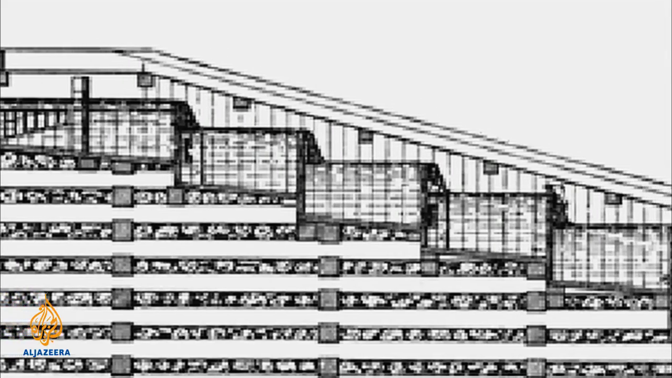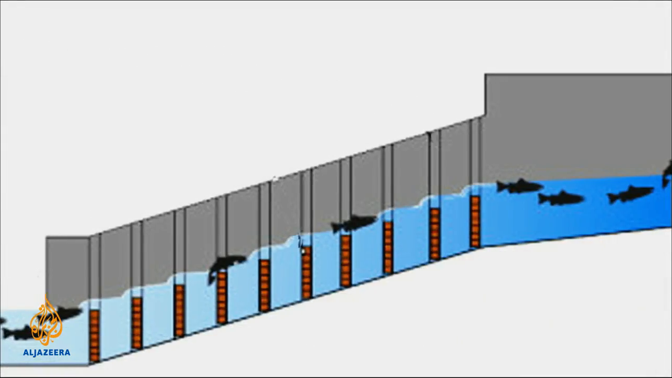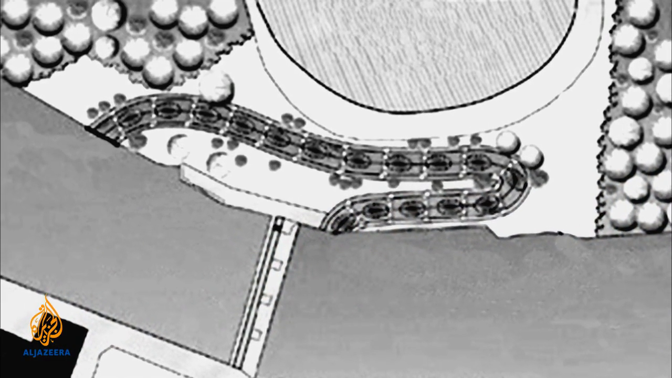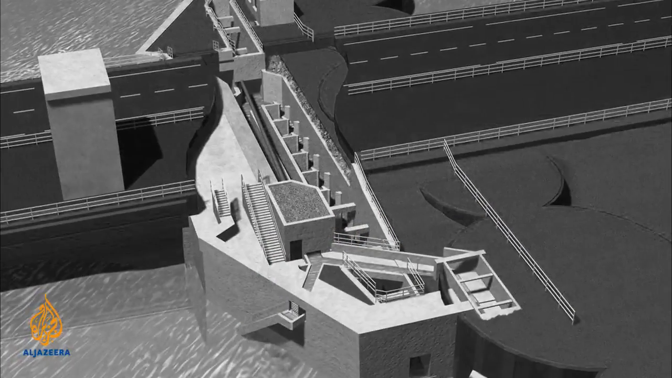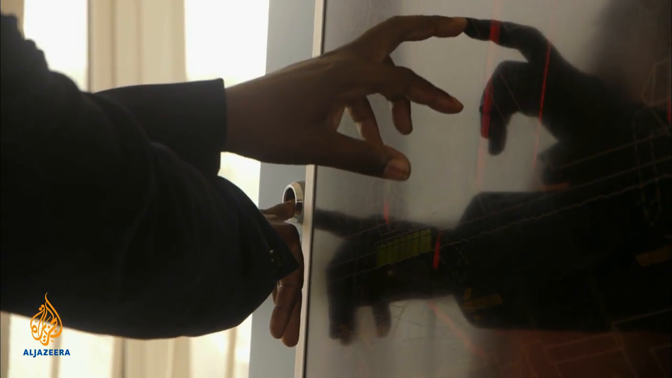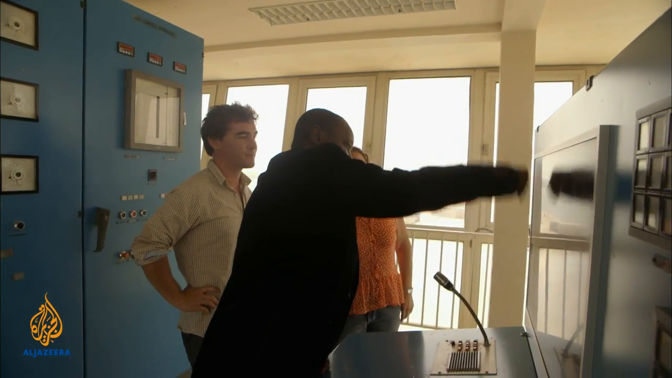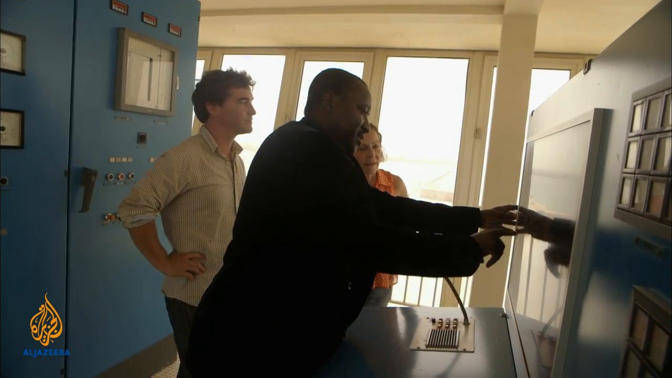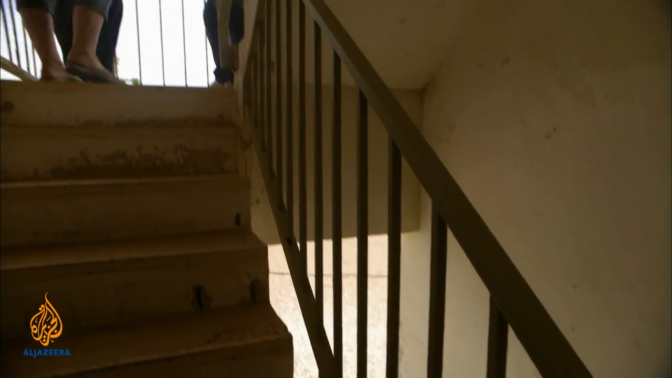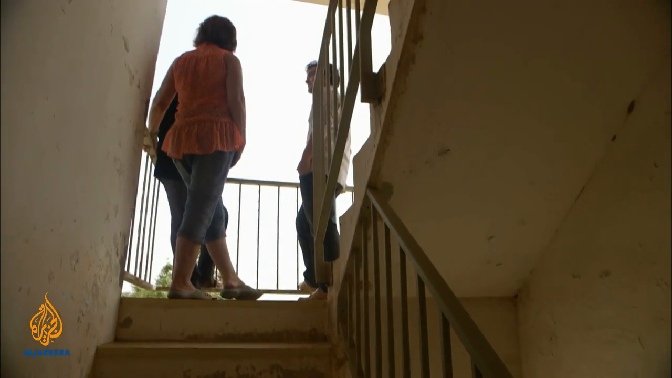Environmentalists in other parts of the world have built fish ladders to allow salmon and other species to maintain their migrations. But in Africa, there are many dams and few fish ladders. At the Diama Dam, Elizabeth meets Adama Au, the engineer in charge. She hopes to convince him that restoring the health of people upstream is in his hands.